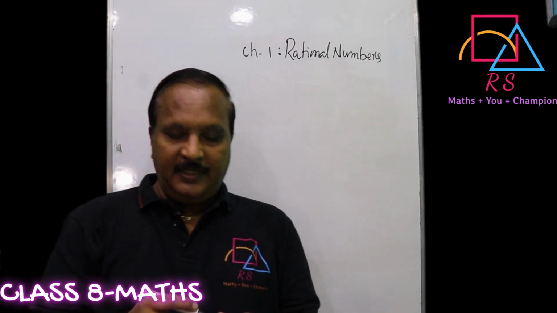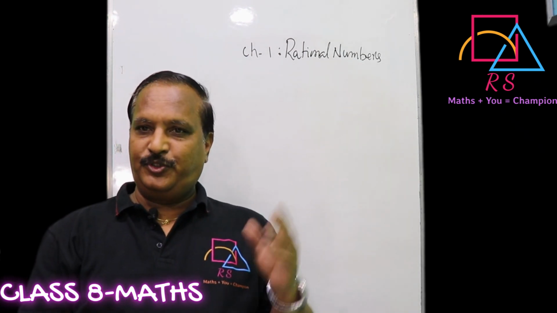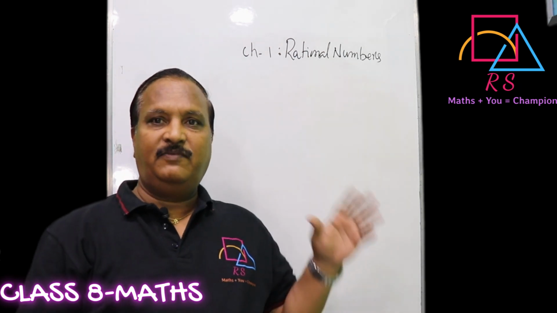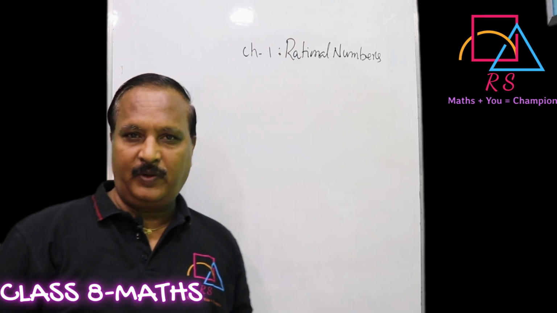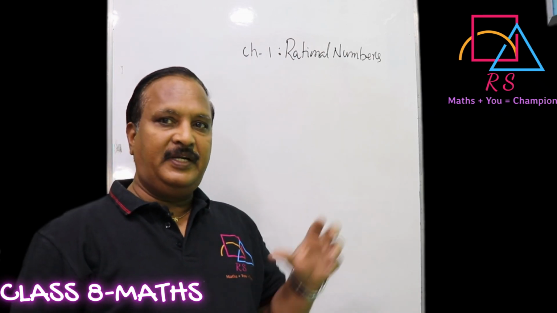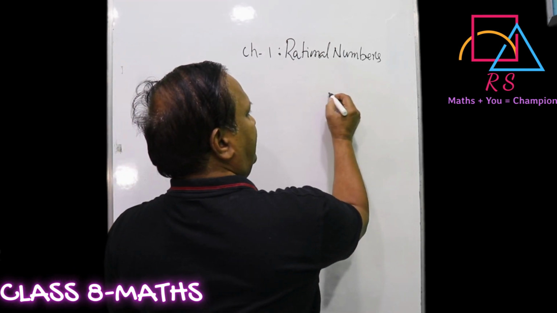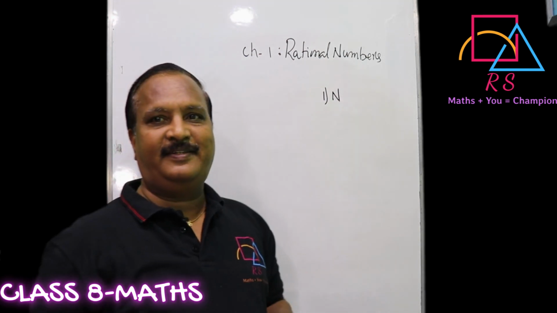For every chapter you should know some previous knowledge. You should recall whatever you have learned that is related to this chapter. That will help you in understanding the concepts better. So before we go to rational numbers, you should recall what natural numbers are.